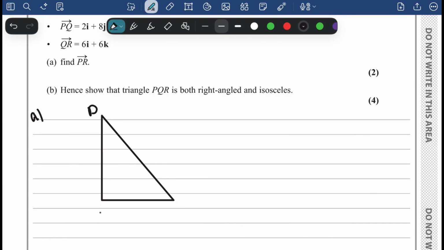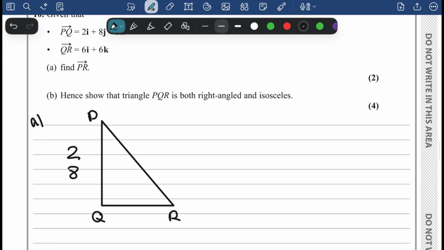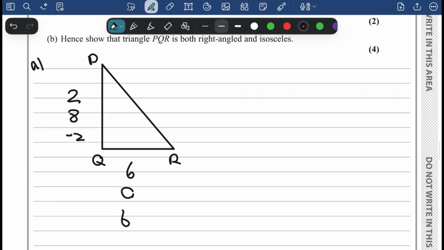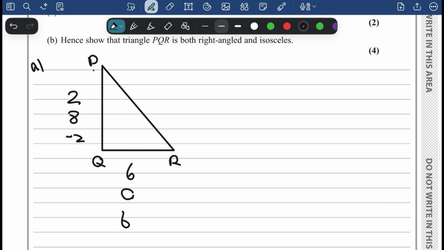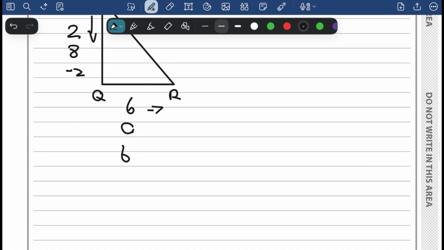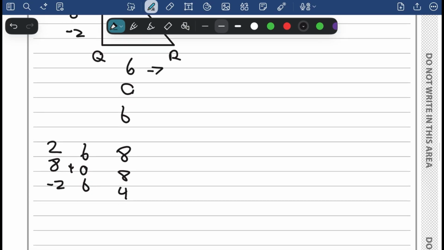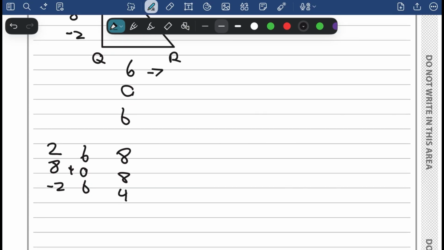So we draw the triangle P, Q, and R, right? P to Q is given by the vector (2, 8, -2), and Q to R is given by (6, 0, 6). And then we just need to find P to R. Well, P to R is going to be going P to Q, and then going Q to R, right? So this is going to be (2, 8, -2) add (6, 0, 6), which is going to give us 8, add 8, and minus 2 add 6 is 4, right? Then make sure you change it from column vector form back to ijk notation. I just think it's easier to work with column vectors for these questions. So that's PR, simple, right?